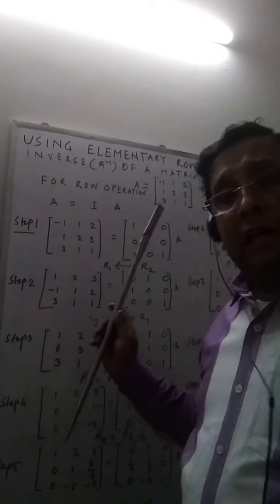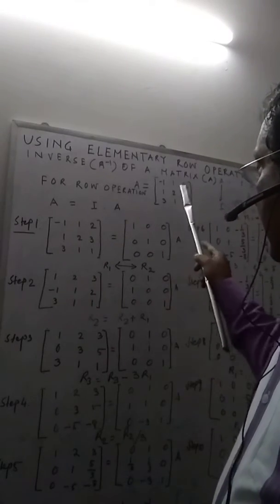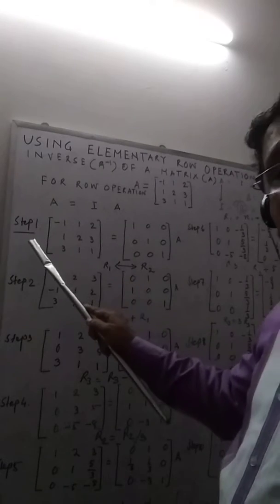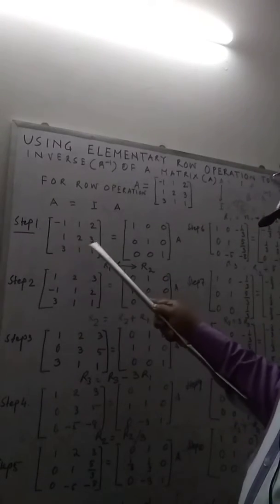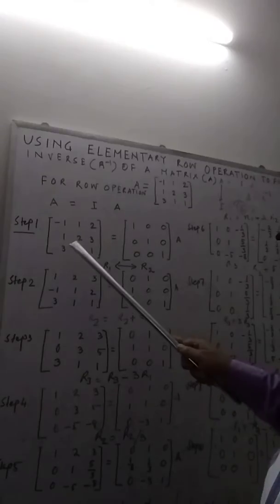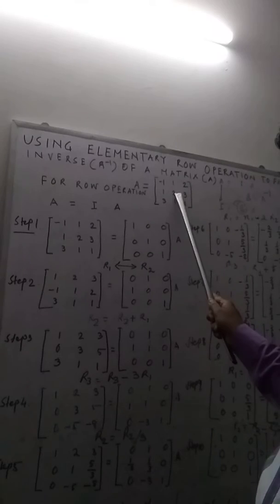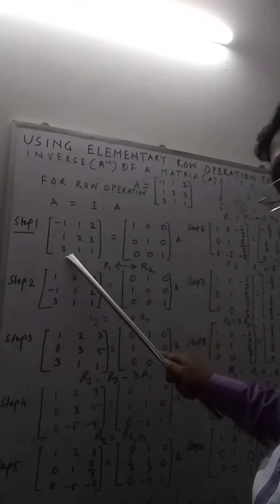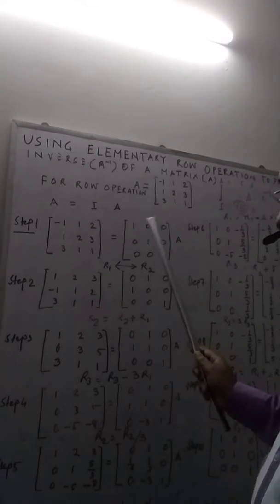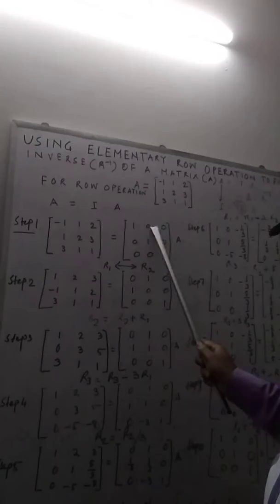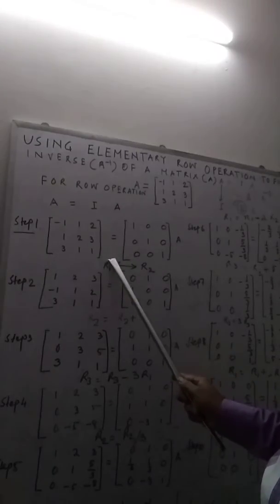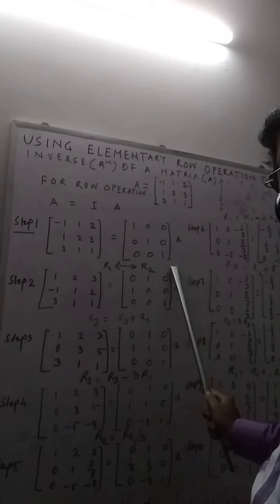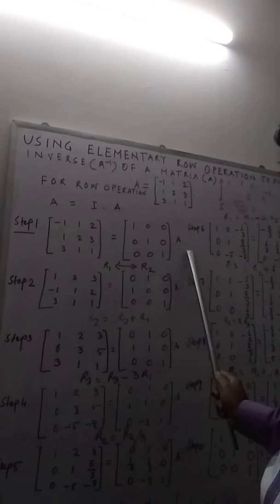Now see, for this problem, in step 1, I have already written minus 1, 1, 2, then 1, 2, 3, then 3, 1, 1. So this A matrix has been written over here, and this is the identity matrix 1, 0, 0, 0, 1, 0, 0, 0, 1. Definitely, since it is a 3 by 3 matrix, the identity is also a 3 by 3 matrix. A should be written as constant.